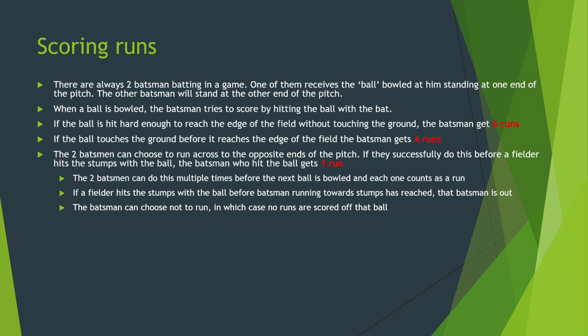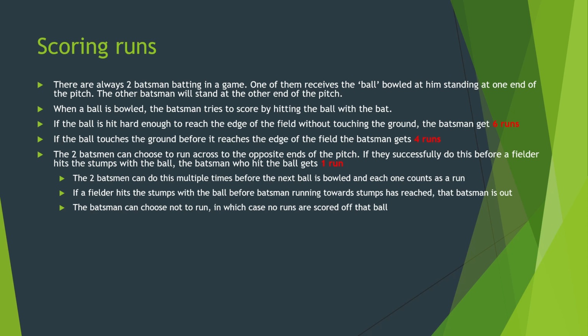The 2 batsmen can choose to run across to the opposite ends of the pitch. If they successfully reach the other end of the pitch before a fielder hits the stumps with the ball, the batsman who hit the ball gets 1 run. But as we saw in the previous slide, if the fielder manages to hit the stumps before the batsman has reached the opposite end of the pitch, then the batsman is out. But if both batsmen successfully cross over and reach the other end, then the batsman gets 1 run.